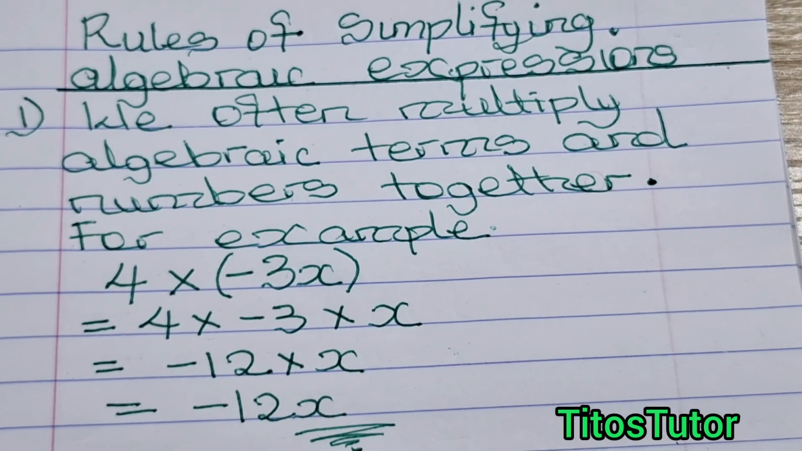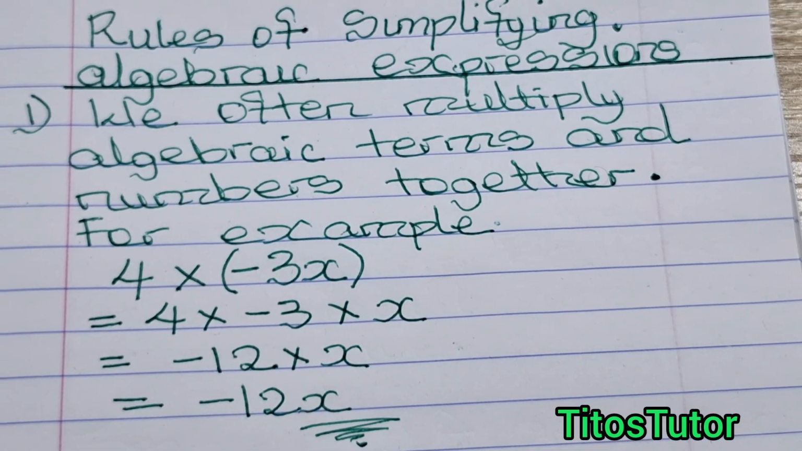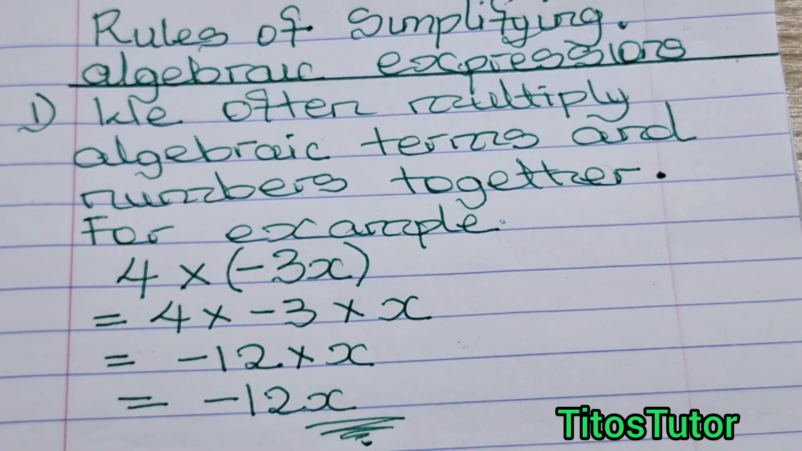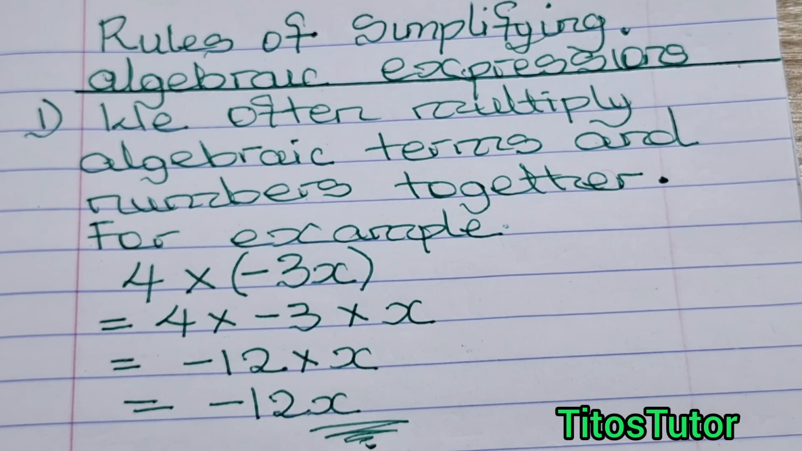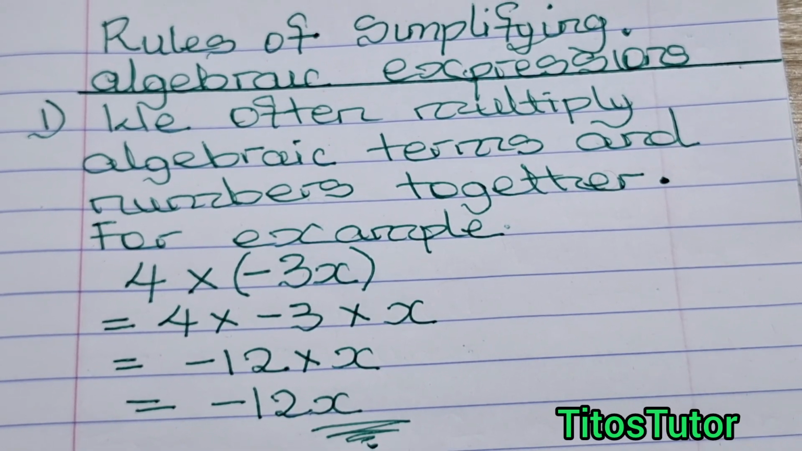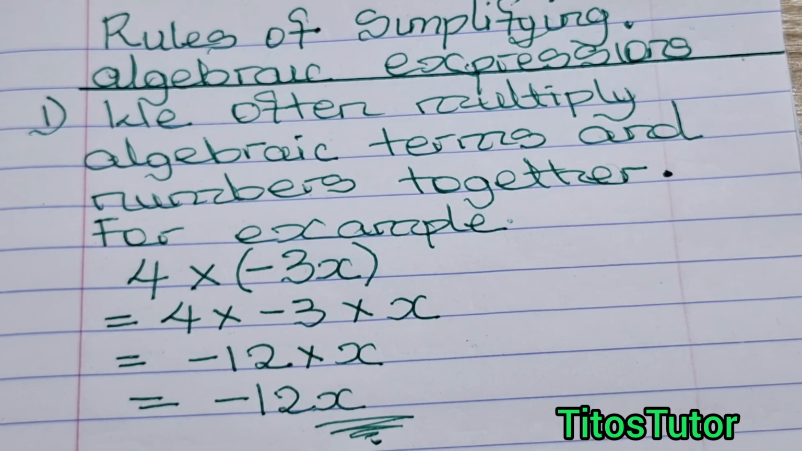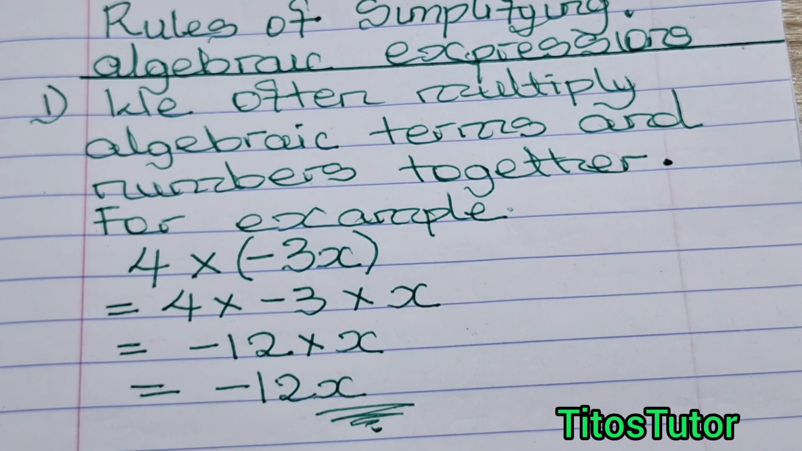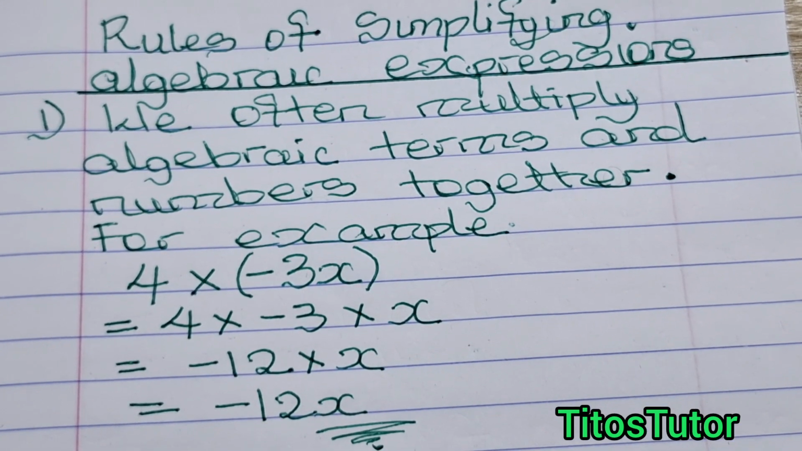Okay, so now let's dive into the rules of simplifying algebraic expressions. The first rule is for us all to know that we often multiply algebraic terms and numbers together. So if I have 4 times negative 3x, you know negative 3x is an algebraic term, which means negative 3 times x, but it's been multiplied by 4. So it is a rule in simplification of algebraic terms that you can multiply the 4 with the negative 3 and multiply it with x.